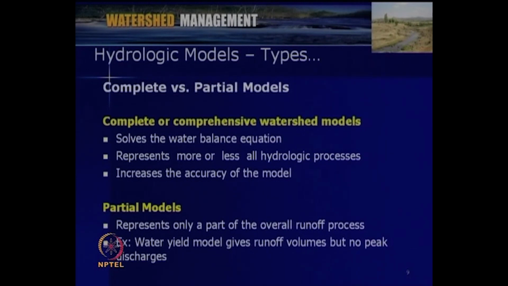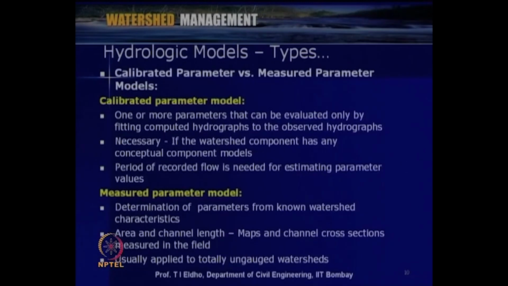Then partial models represent only a part of the overall runoff process. So, we may not consider, for example, evapotranspiration or infiltration or various other processes. For example, water yield models give runoff volumes, but no peak discharges. So, it will not give a holistic picture of what is happening if you use a partial model.